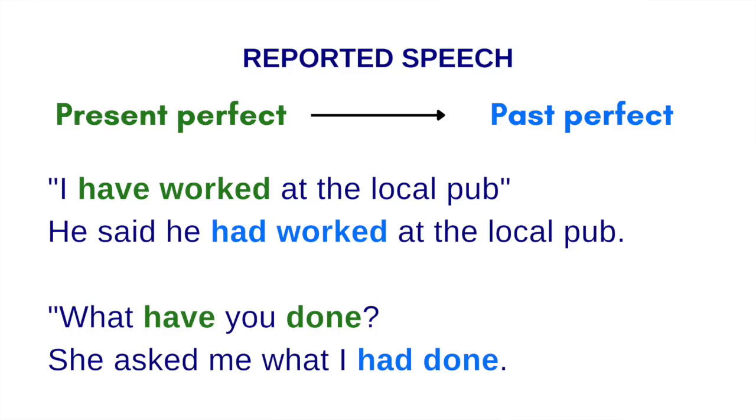Let's continue. We have the present perfect to the past perfect. I have worked at the local pub. He said he had worked at the local pub. What have you done? She'd asked me what I had done. Okay. And then can goes to could.